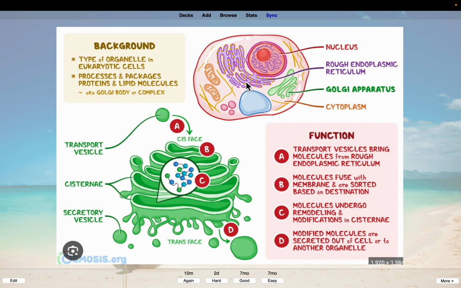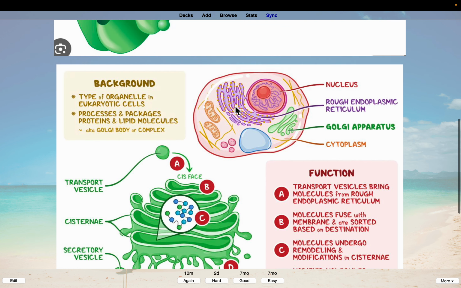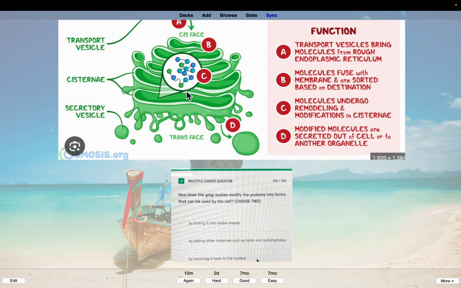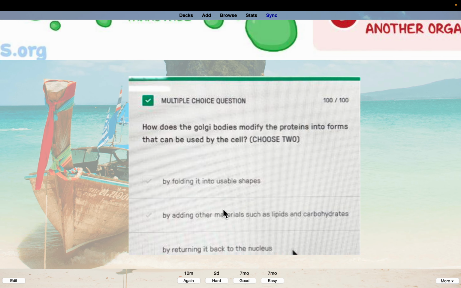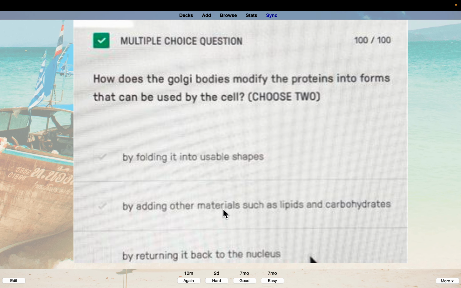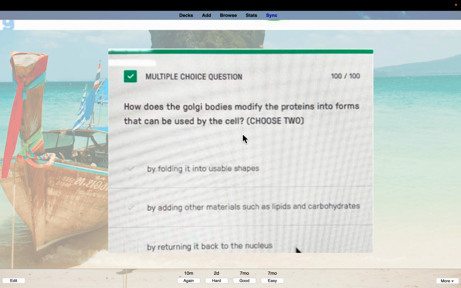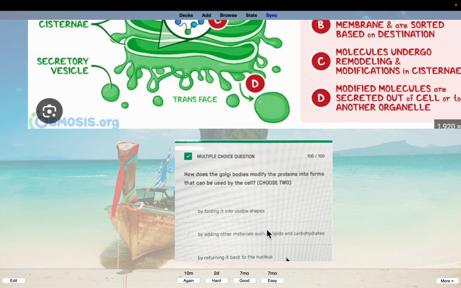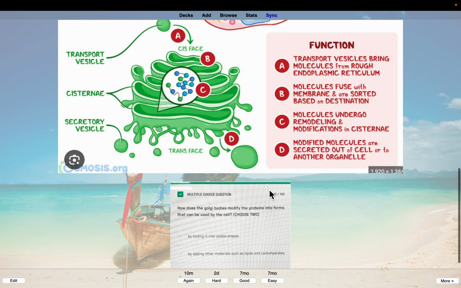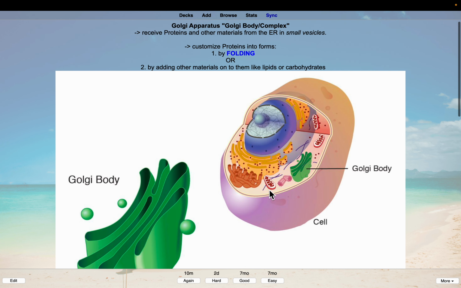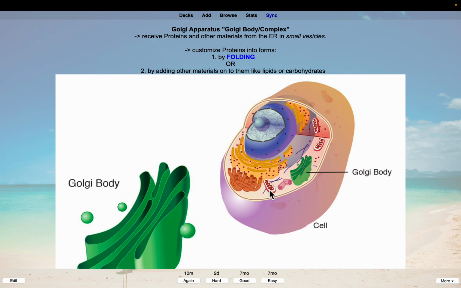And yeah, rough ER is over here. Nucleus, cytoplasm, the entire thing. Mitochondria over there. I think these are lysosomes, I'm not sure. How do Golgi bodies modify the proteins into forms that can be used by the cell? By folding it into usable shapes and by adding other materials such as lipids and carbohydrates. So in a certain way, it's like a factory for protein folding.